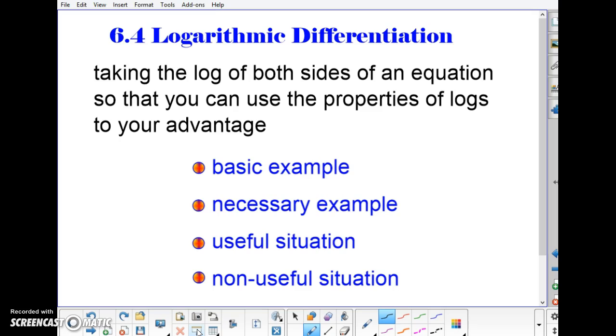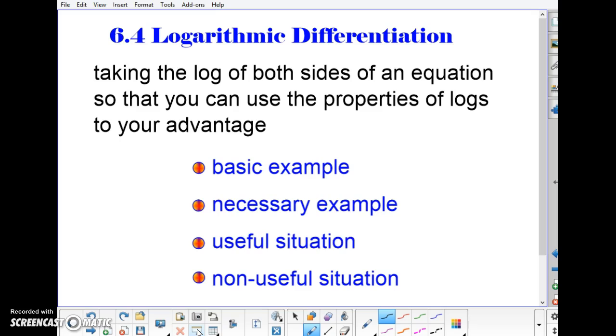The second example, we're going to need logarithmic differentiation in order to find the derivative. Then I'll look at one where logarithmic differentiation is useful but not necessary, and then a situation where I would not use logarithmic differentiation. While you're working through the problems, this isn't just about being able to know the process, it's also about deciding when the process is appropriate.